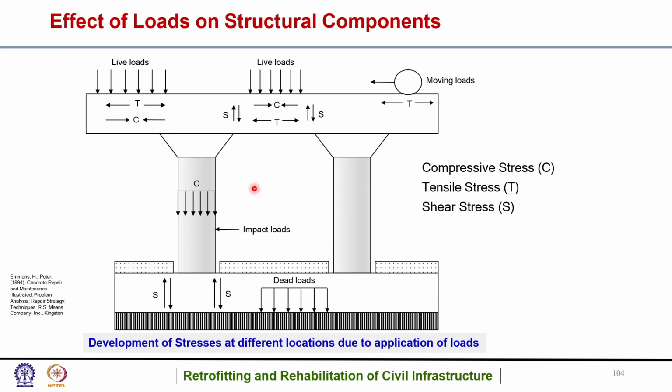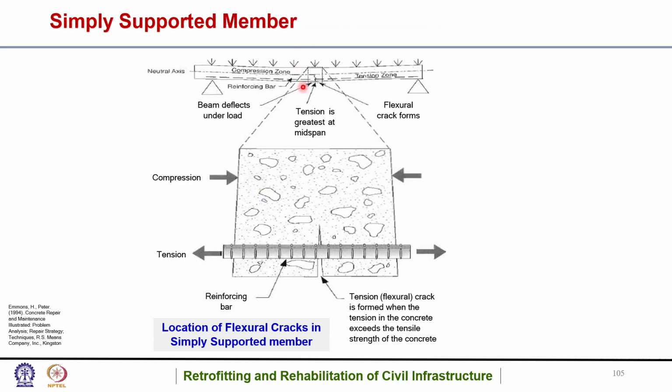Similarly, if we talk about a simply supported beam, and there is a UDL, uniformly distributed load, the beam will sag. Because of sagging, the upper portion will be in the compression zone and the lower portion will be in the tension zone. If we cut a section here, we will see that the tension is maximum in the lower part, and that results in a flexure crack. When the crack is almost perpendicular to the section, it is called flexure, also known as tensile cracks.